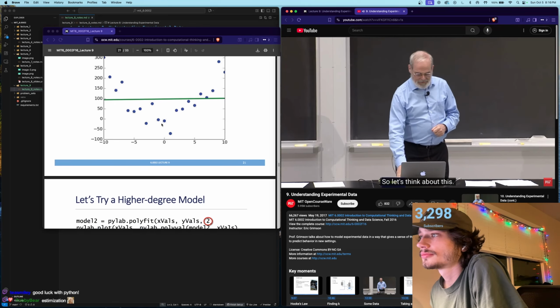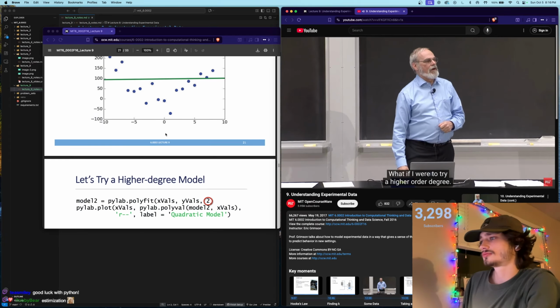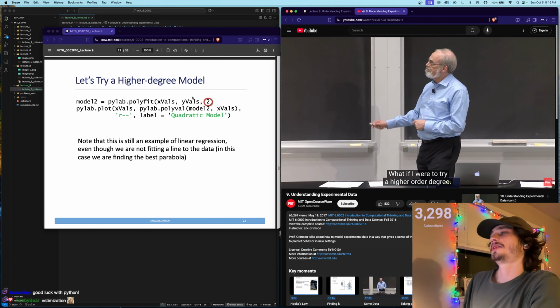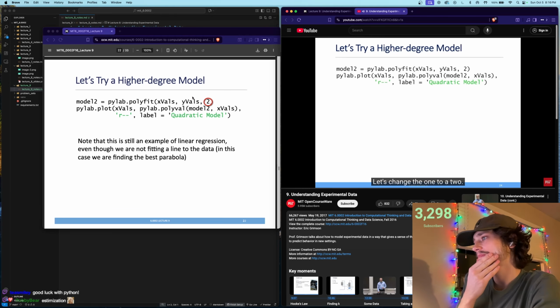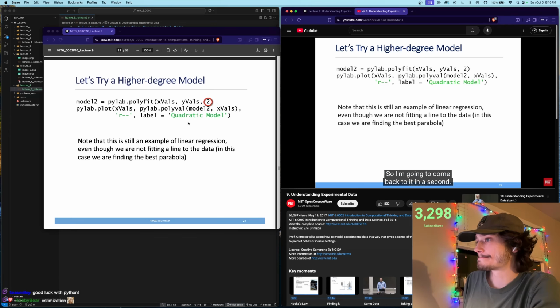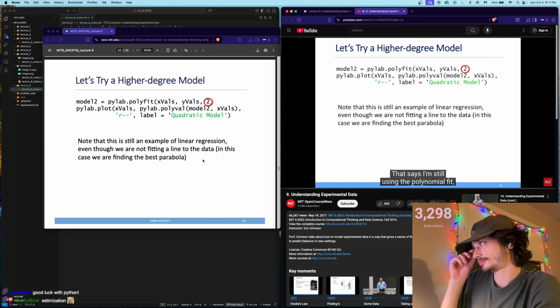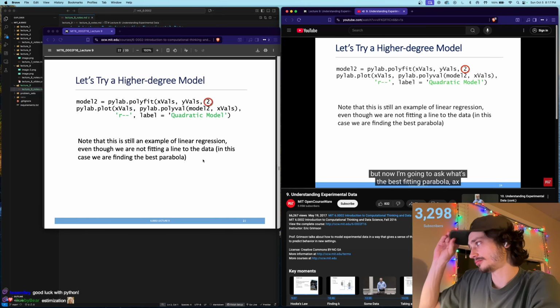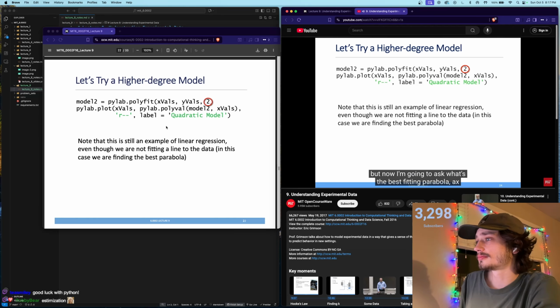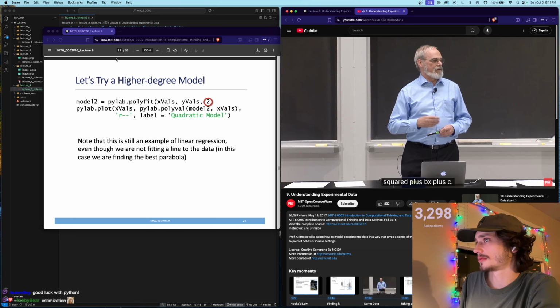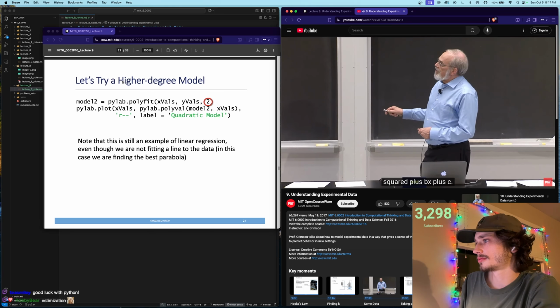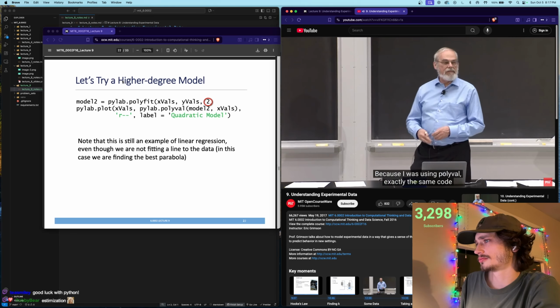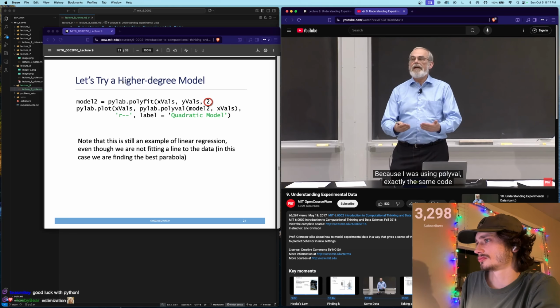So let's think about this. What if I were to try a higher order degree? Here we go. Let's change the 1 to a 2. That says I'm still using the polynomial fit, but now I'm going to ask what's the best fitting parabola? ax squared plus bx plus c. Simple change. Because I was using polyval, exactly the same code will work.